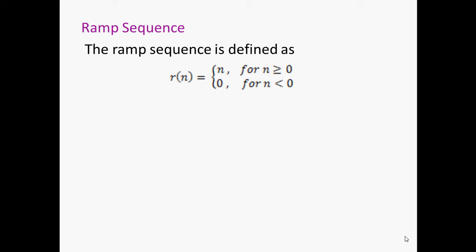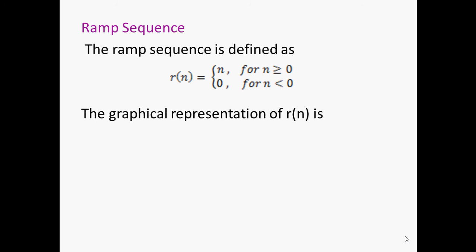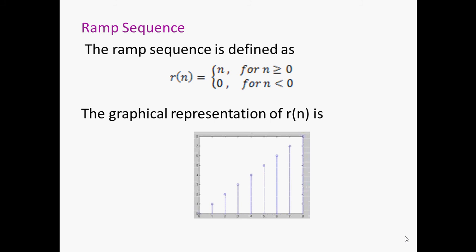Ramp sequence. The ramp sequence is defined as r of n equal to n for n greater than or equal to 0, and 0 for n less than 0. The graphical representation of r of n is given as: for n greater than or equal to 0, the corresponding value will be your r of n. Suppose your n is 5, then r of n is 5. If your n is 100, then r of n is 100. But when n is less than 0, the value is 0.